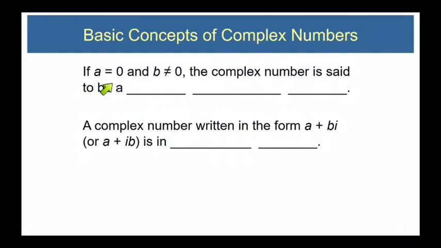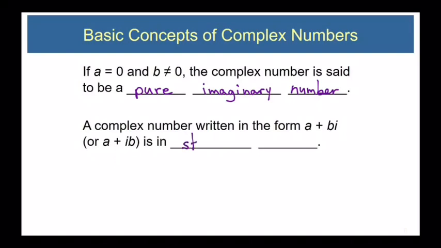Now, on the other hand, if a equals 0 and b is not 0, the complex number is said to be pure imaginary. If the real part is 0 and the imaginary part is not, then what you've got is a pure imaginary number.